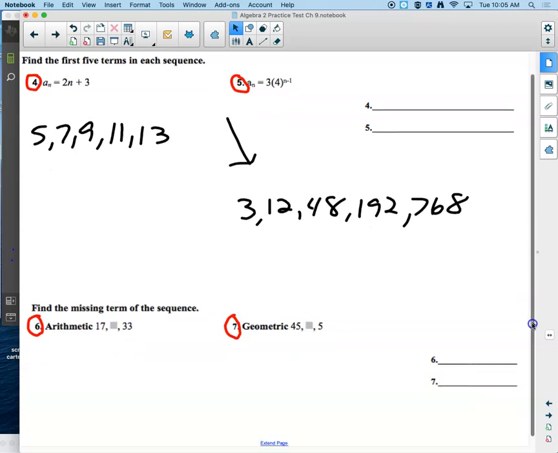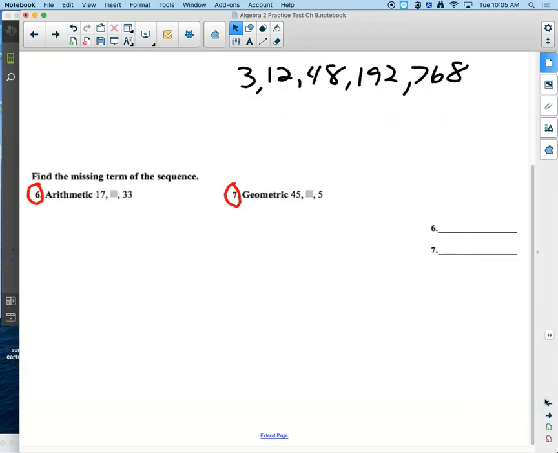Alrighty, 6 and 7. Hey, no fair. Those formulas aren't up there for these. They're not. But I think we can do this. Find the missing term of each sequence. The middle one is missing, and it's arithmetic. Anybody remember how we find it? Exactly. Add them together and divide by 2.